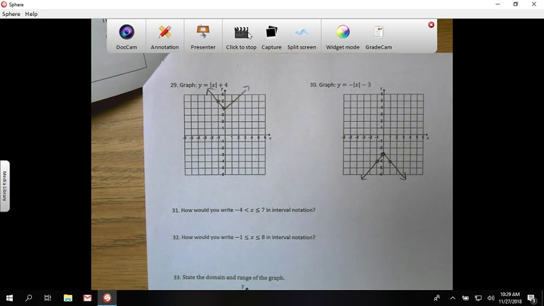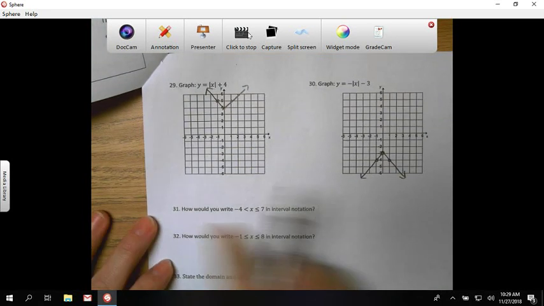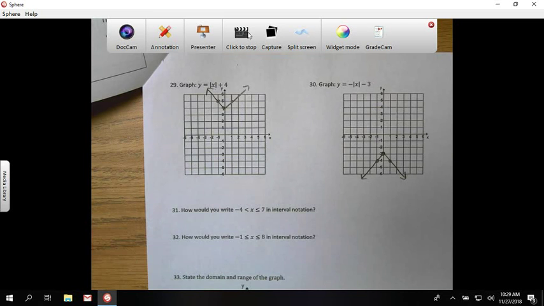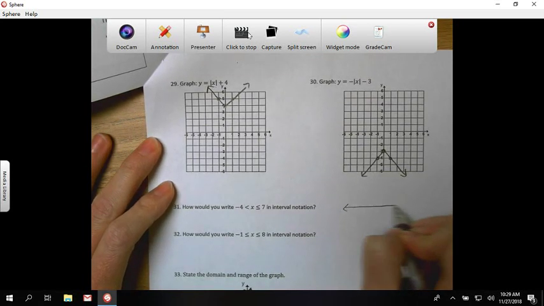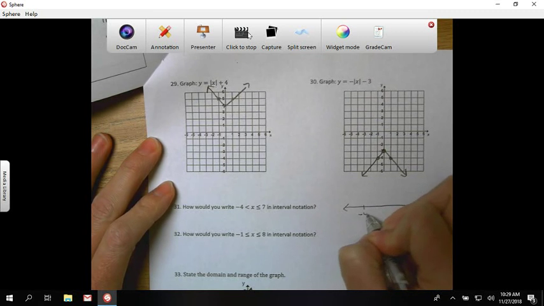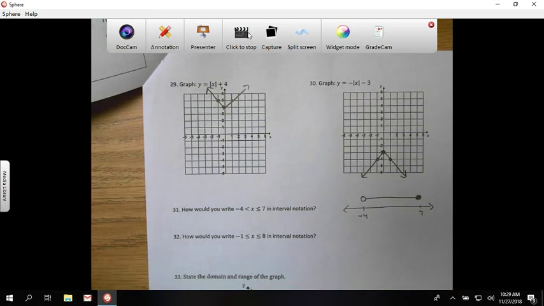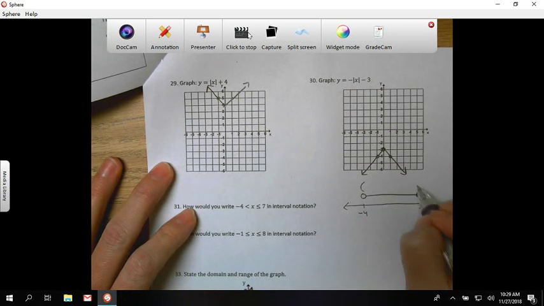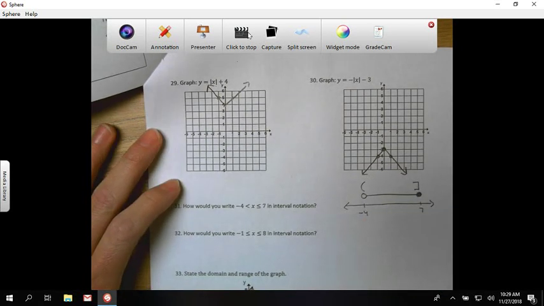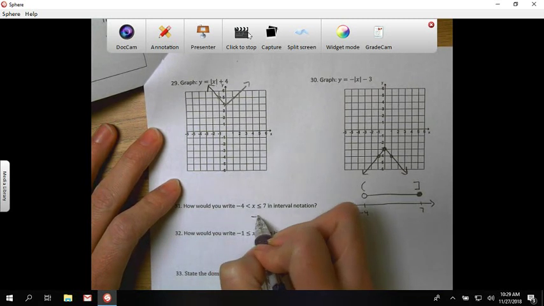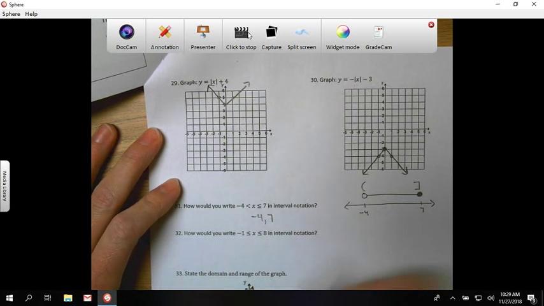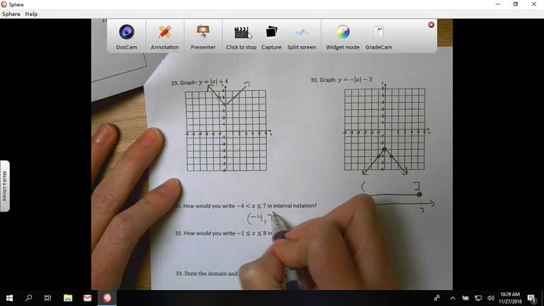but opening down. All right, how would you write negative 4 is less than or equal to x, which is less than x, which is less than or equal to 7 in interval notation? The easiest thing to do is go ahead and put this on your number line. So negative 4 to 7. We have an open circle to a closed circle. So interval notation, remember that open circles are parentheses, closed are brackets. So if I wanted to write this in interval notation, it'd be negative 4 to 7. Open circle is a parentheses, closed is a bracket.